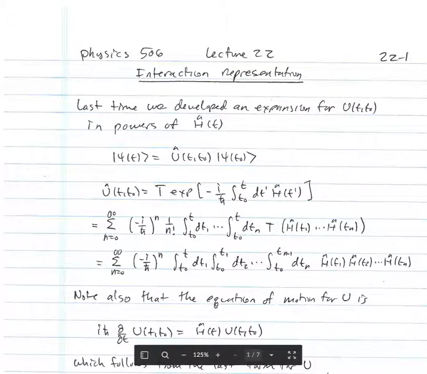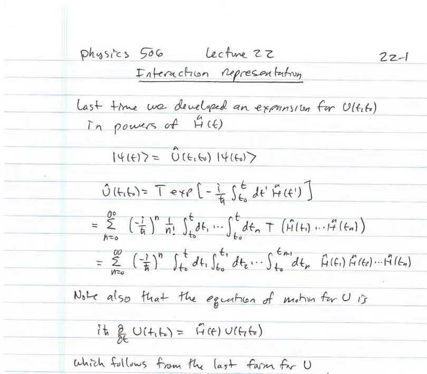Welcome to Lecture 26 on the interaction representation. Last time we developed an expansion for the time evolution operator U(t, t0) in powers of H(t), and we explained that this was not the best way of formulating the expansion if we wanted to think of a system that had a time-independent Hamiltonian that was subjected to a time-dependent perturbation, and we wanted then to look at an expansion of the evolution of the system in terms of the perturbation.